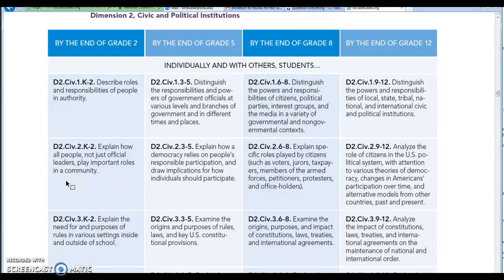So this is the C3 framework document. You can find it online if you type in C3 framework. It opens up as a PDF. You also will be provided access to this document in Module 3 for the lesson plan when you're introduced to the lesson plan that you'll be developing using these standards.